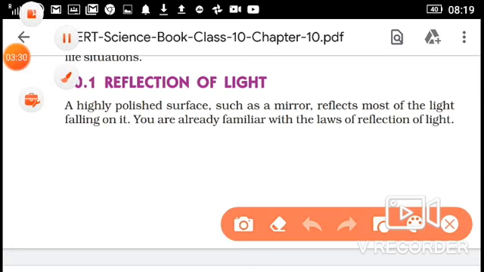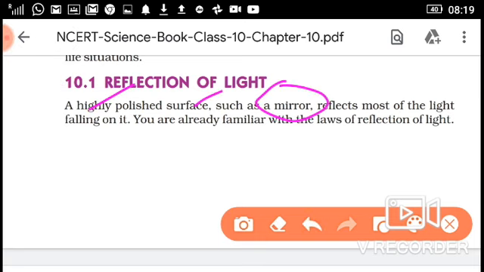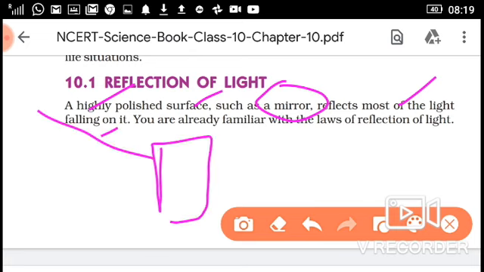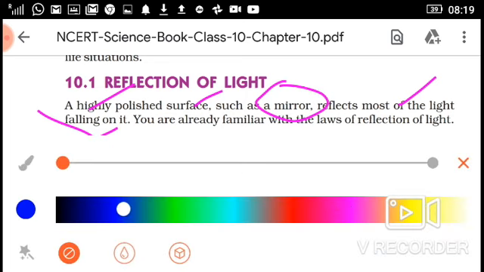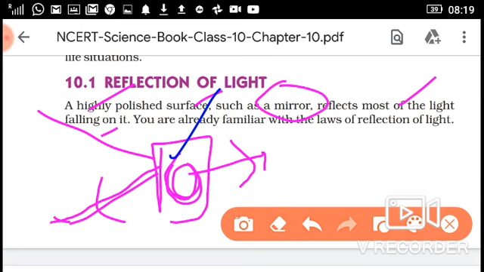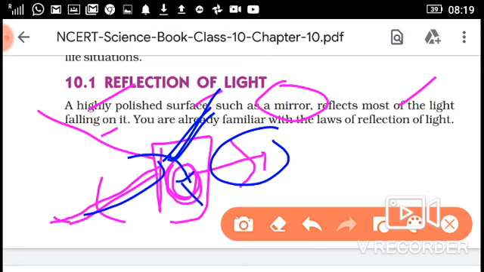Now we are going into detail. A highly polished surface like a mirror reflects most of the light falling on it. Actually, when light falls on an object, some of the light is transmitted, some is absorbed, and some is reflected. There are three phenomena: transmission, absorption and reflection. It depends on the nature of the material. If it is transparent, then more light is transmitted. If it is opaque, then more light is reflected. If it is soft, then it absorbs more light. If it is hard, then it reflects more light.